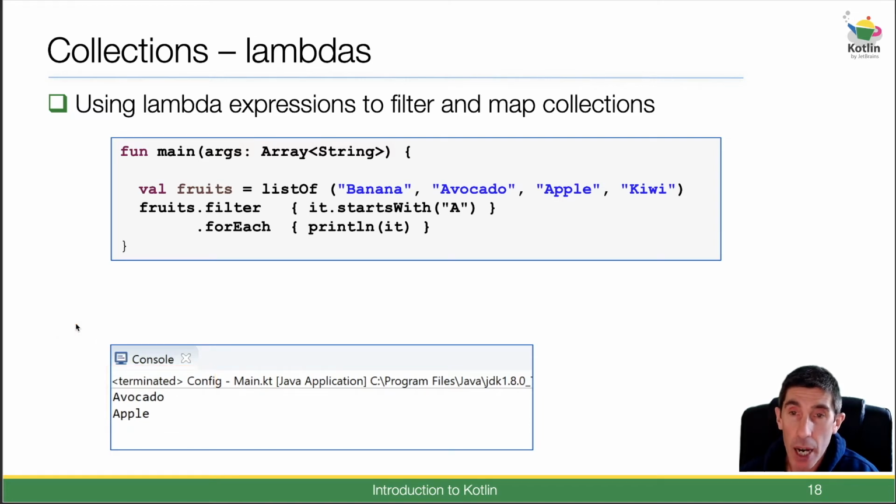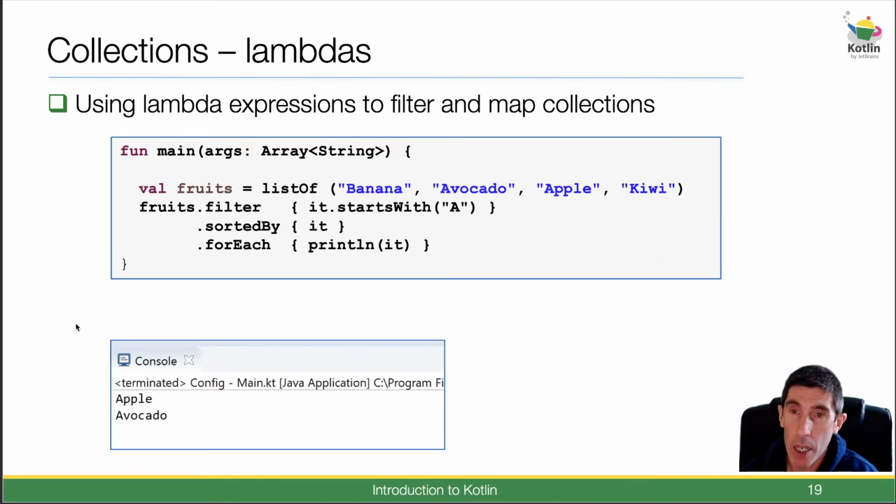Okay, and we can even go a step further. We can now chain another higher order function called sortedBy. If you see it there, that will, surprise surprise, sort based on whatever the reference happens to be, and then we print it out. So we initially filter, we then sort, and then print out every element. And you can see down the bottom there we get our apple AP and avocado AV.